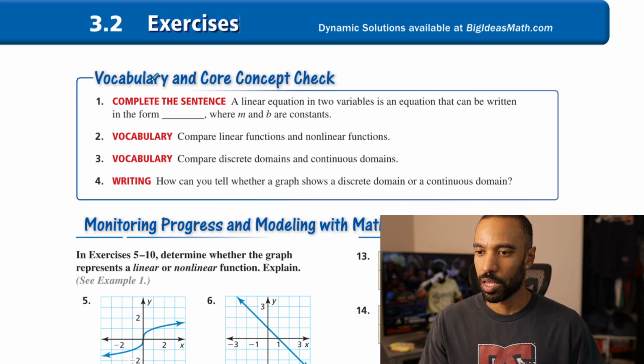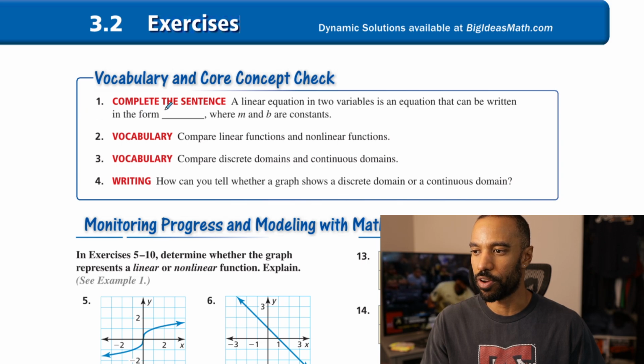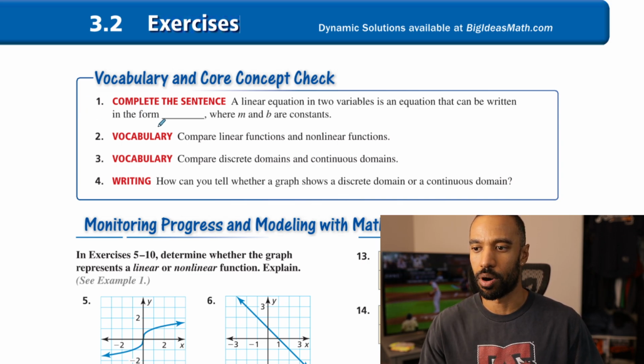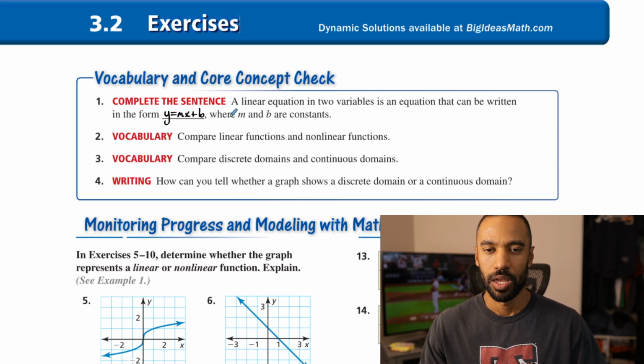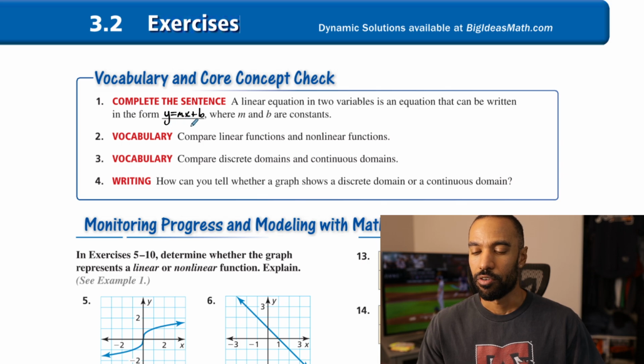Number 1, complete the sentence. A linear equation in 2 variables is an equation that can be written in the form y equals mx plus b, where m and b are constants. This will not be the last time you have seen this. Get used to saying that one out loud and writing it and knowing it as well. Vocabulary. Compare linear functions and nonlinear functions.